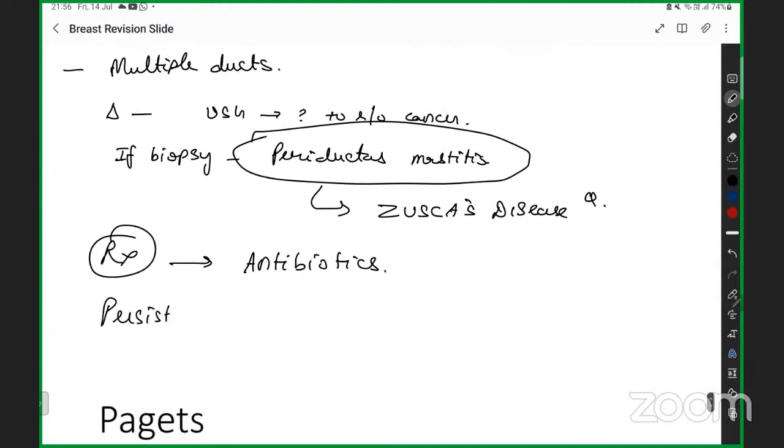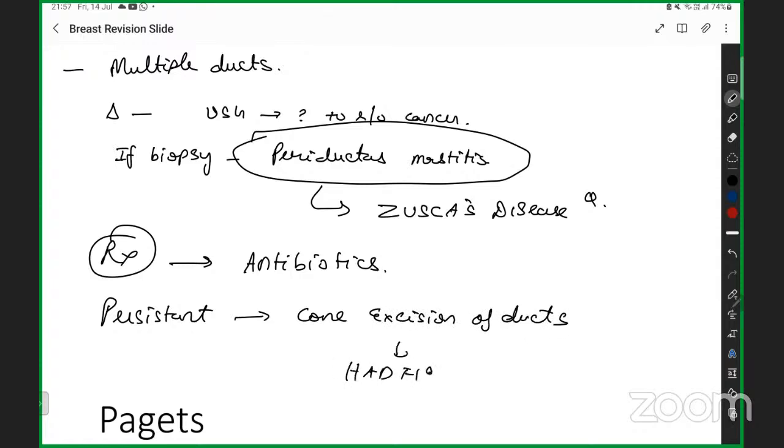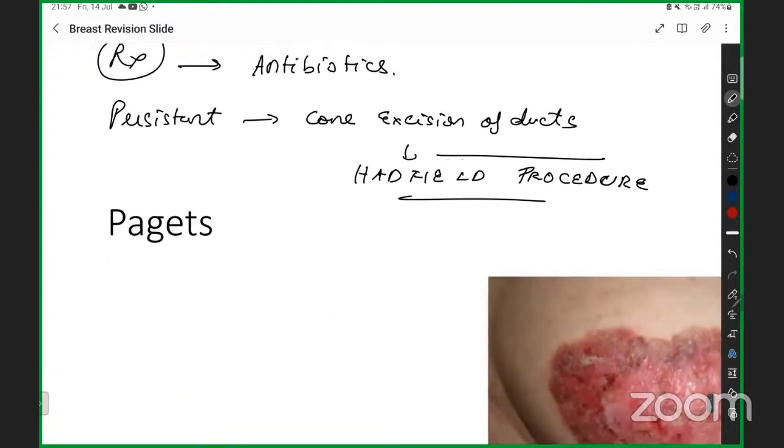If it is persistent, then you will do a cone excision of ducts. This cone excision of ducts is called the Hadfield procedure.